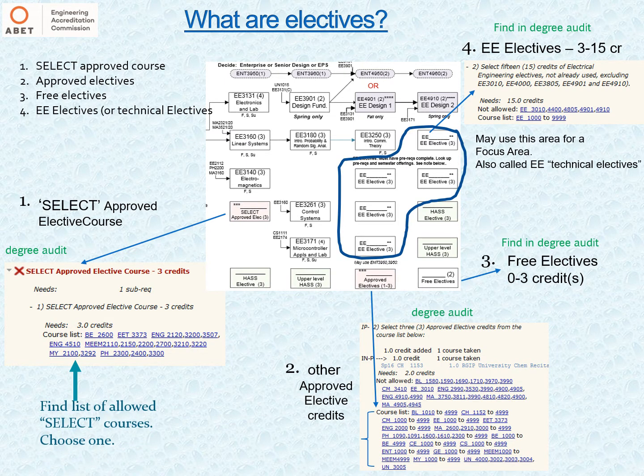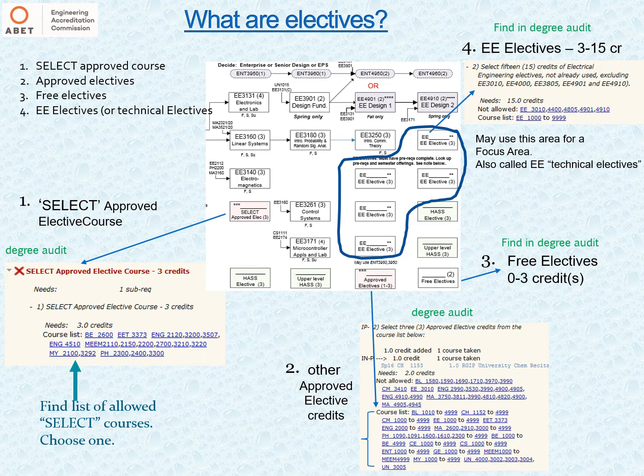Here are shown 4 types of elective areas included in the degree requirements. Number 1 is the Select Approved elective course, shown on the flowchart and in its own area of the degree audit report with a list of allowed courses. Number 2 shows the remaining approved electives, which is a broader list of courses and may include topics in math, computer science, physics, engineering, enterprise, and co-op credits. In this example, you see the chemistry recitation course CH 1153 counts here.